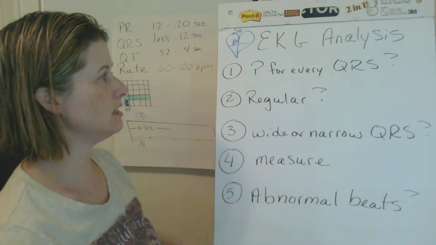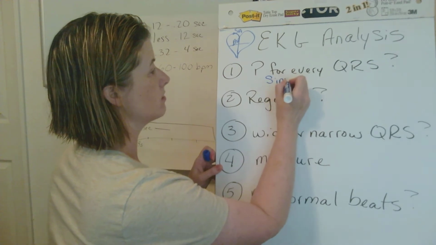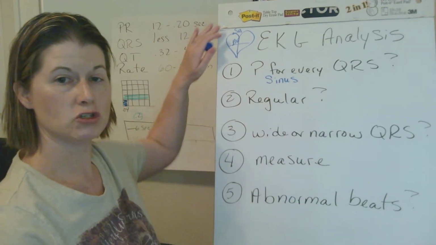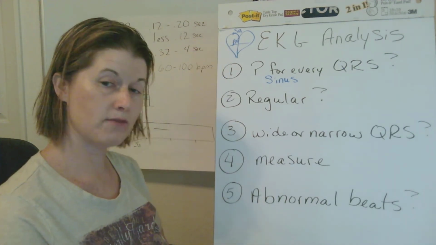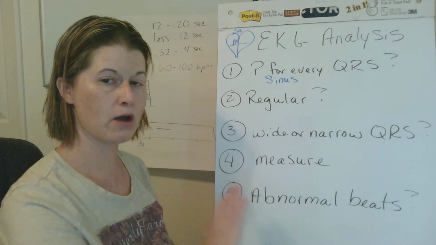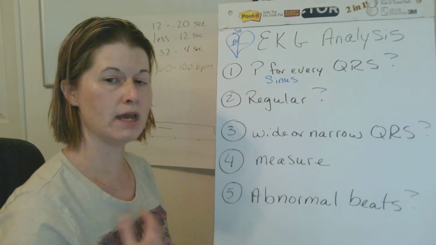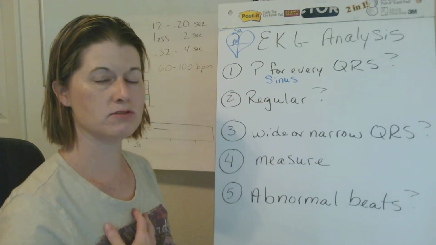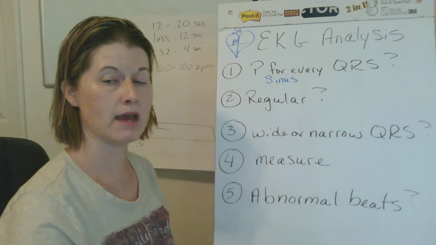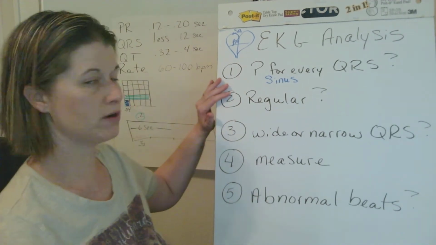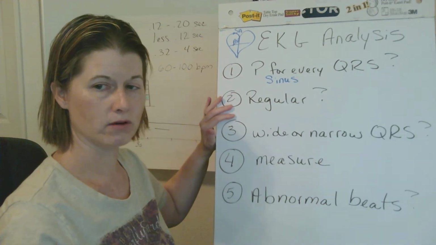So if you do indeed have a P for every QRS, then you have some sort of sinus rhythm because it's starting in the sinus node, okay? If you do not have a P for every QRS, then you've ruled out everything that you know that is sinus. So the first thing you're trying to figure out is, do I have a sinus rhythm? If the answer to do I have a P for every QRS is yes, then you do indeed have a sinus rhythm. The second thing is, is my rhythm regular?